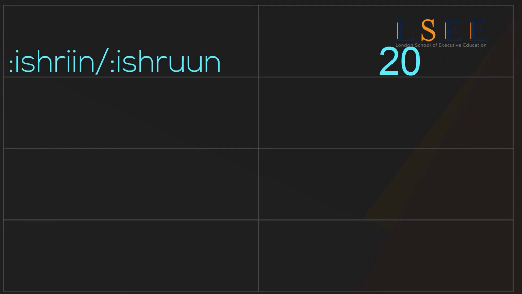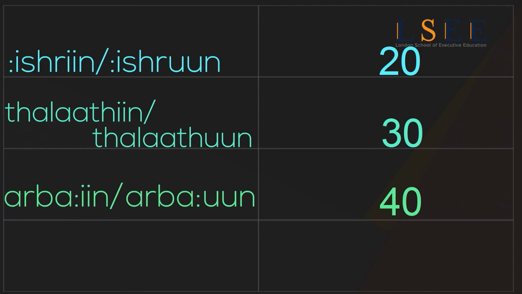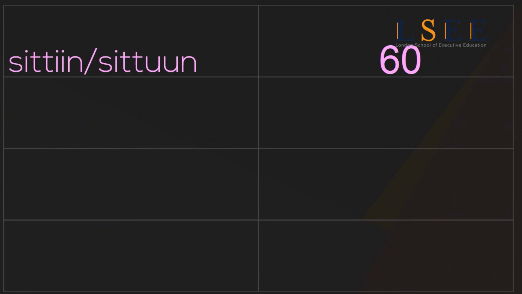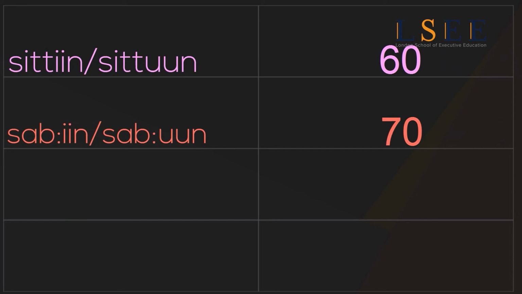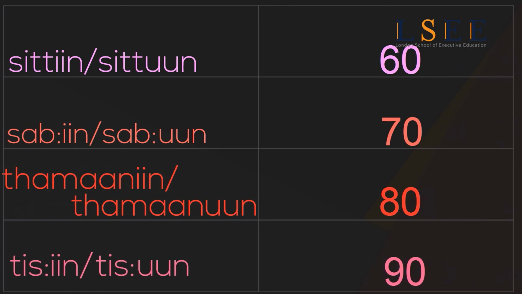For 20, عشرين or عشرون. For 30, ثلاثين or ثلاثون. 40, أربعين or أربعون. 50, خمسين or خمسون. 60, ستين or ستون. 70, سبعين or سبعون. 80, ثمانين or ثمانون. 90, تسعين or تسعون.